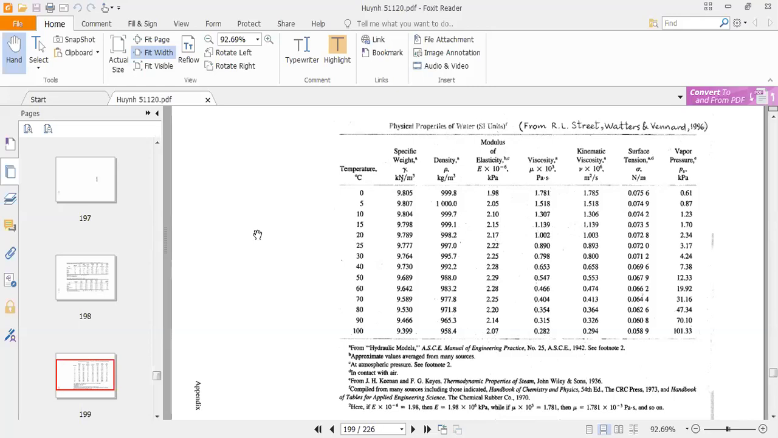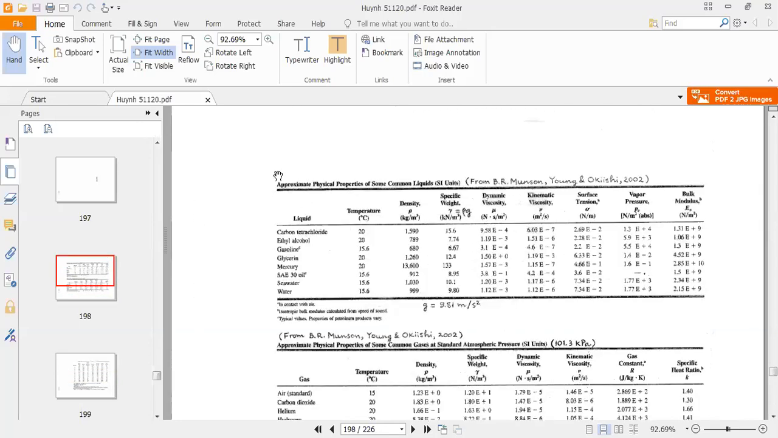Density of seawater: for seawater, you use table 1, approximate physical properties of some common liquids. Seawater at 15.6 Celsius is 1030 kilogram per meter cube. As I said, seawater is a liquid, and liquid is incompressible, so the density of seawater is constant, whether at 15.6, 20 or 50 Celsius: 1030 kilogram per meter cube. It's a little bit higher than the density of water. And mercury at 20 Celsius is 13,600 kilogram per meter cube.